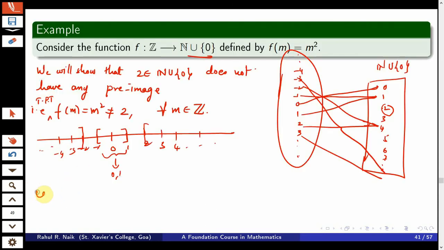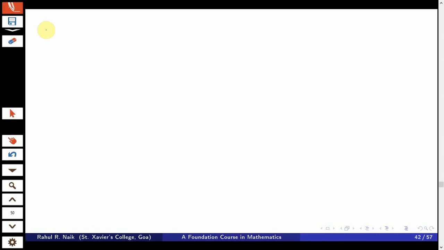Case 1, when m belongs to the set minus 1, 0, 1. In that case m square will either be equal to 1 or it will be equal to 0. That is the same as saying f of m will be 1 or 0, and that is the same as saying f of m is not equal to 2 in this case.